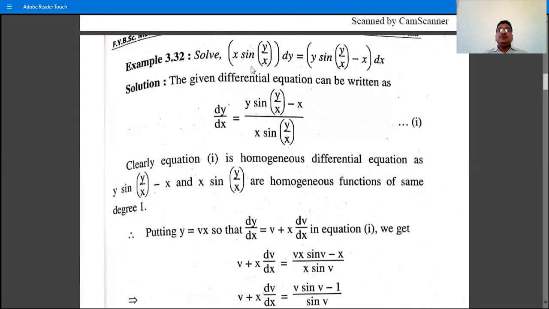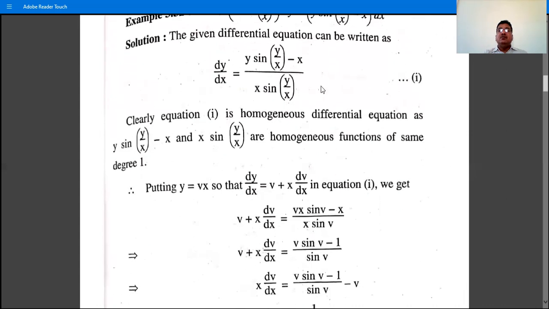Next example is of the same type. x sin y by x dy is equal to x sin y by x minus y dx. So dy by dx is equal to, after shifting this dx to the LHS and this factor to the RHS, we have dy by dx is equal to y sin y by x minus x divided by x sin y by x. And this numerator and denominator are both homogeneous functions of degree 1, and therefore we say that this given differential equation is a homogeneous differential equation.